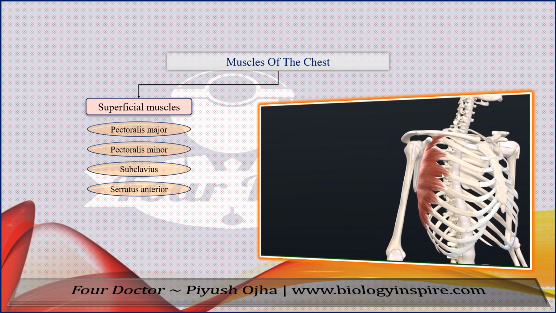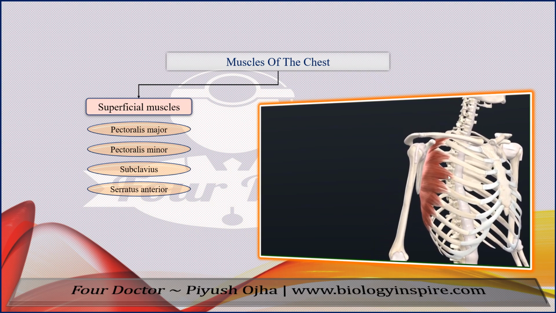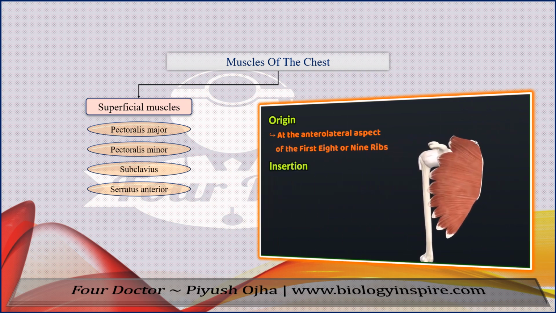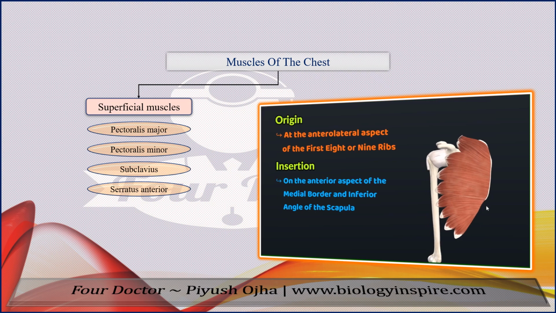So first, looking at the origin and insertion of the serratus anterior muscle, this muscle originates here at the anterolateral aspect of the first 8 or 9 ribs, and this muscle then inserts here on the anterior aspect of the medial border and the inferior angle of the scapula.